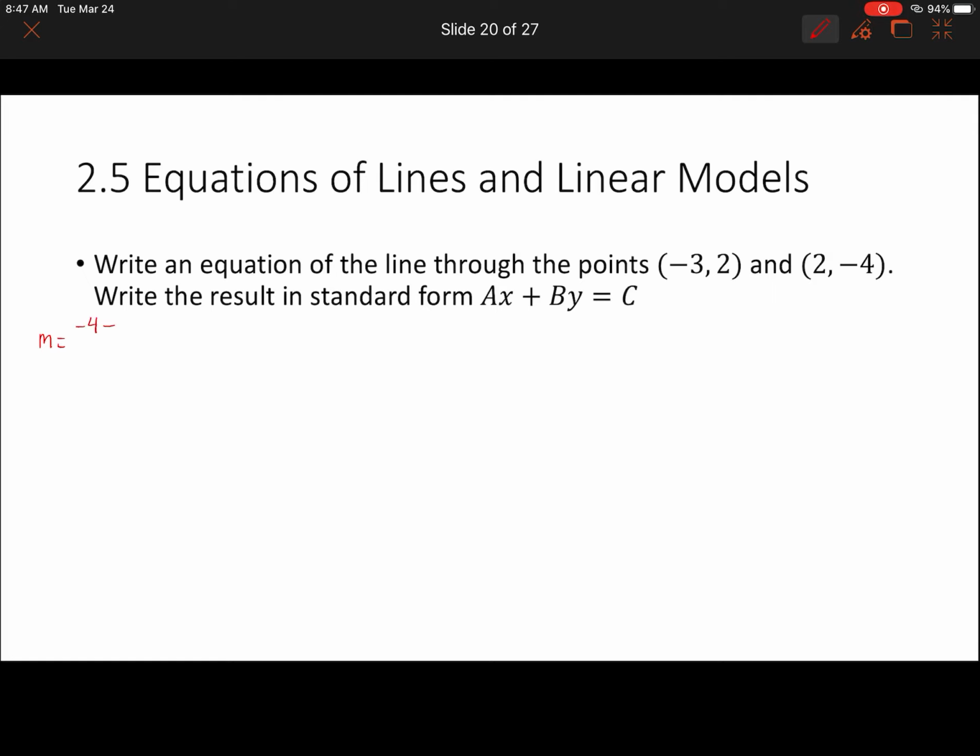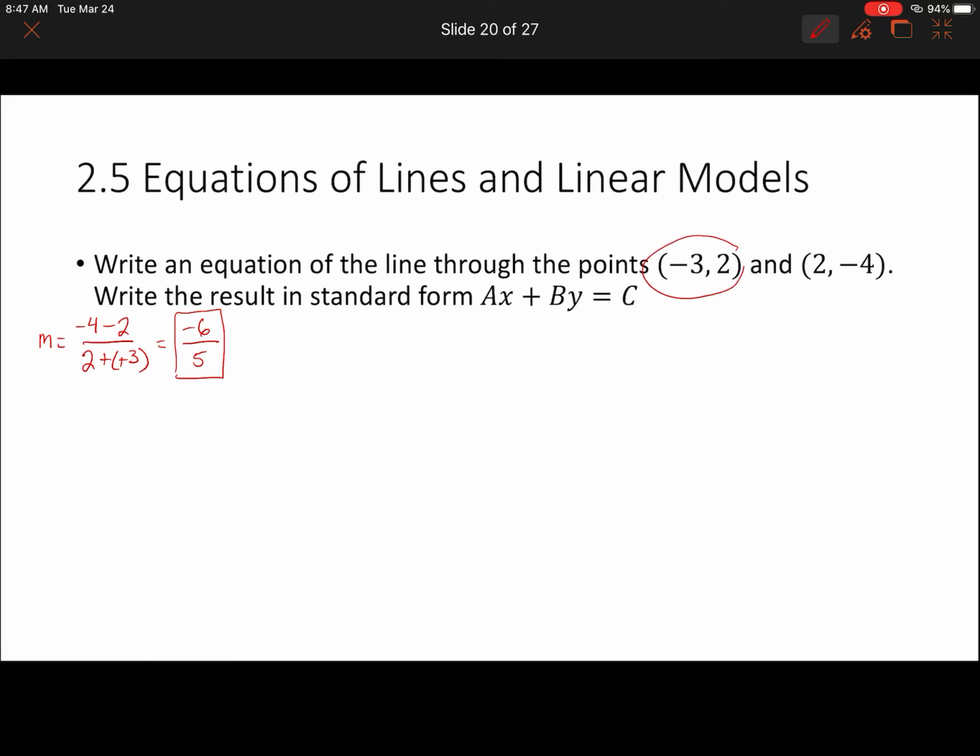And so to find the slope, we're going to use our slope formula, which says we're going to take y sub 2, which is negative 4, minus 2, which is the y sub 1, divided by 2 minus negative 3. And again, that minus and negative makes that positive. And so negative 4 minus 2 is negative 6. 2 plus 3 is 5. And so that doesn't simplify, so there's our slope we're going to use.